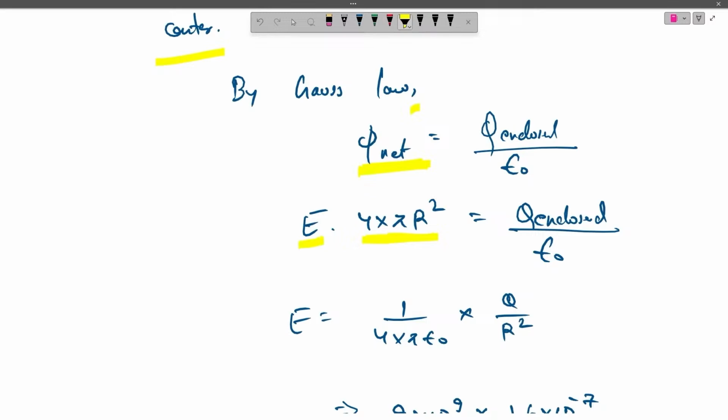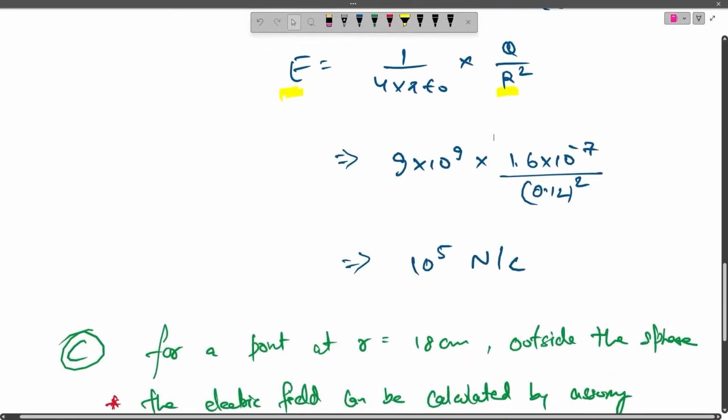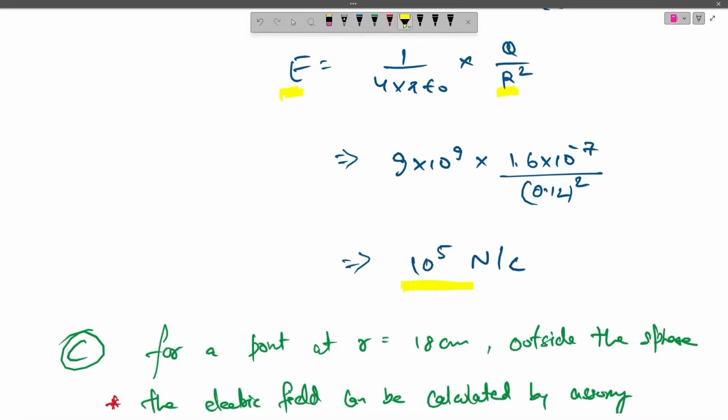So the charge on the sphere would be Q enclosed, and area would be 4 pi r square, because we are assuming the surface of the sphere as the Gaussian surface. Now E would be equal to 1 by 4 pi epsilon naught multiplied by q by r square, where r is the radius of the sphere. While calculating, we will come to the conclusion that the electric field just outside the sphere would be equal to 10 raised to the power 5 Newton per Coulomb.